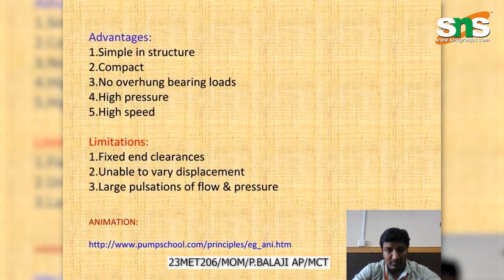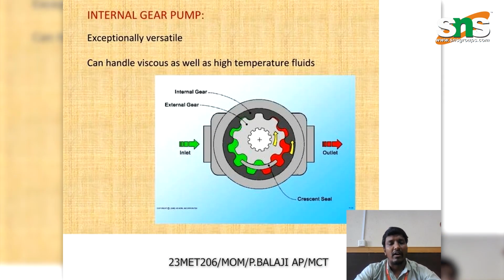Okay, and then finally we will go to the internal gear pump. In the internal gear pump we have two kinds of gears, I mean one gear part, and around it we have the gear structure. We have inlet and outlet ports. One is an internal gear, and the other is an external gear part.